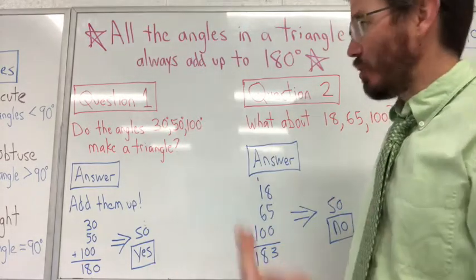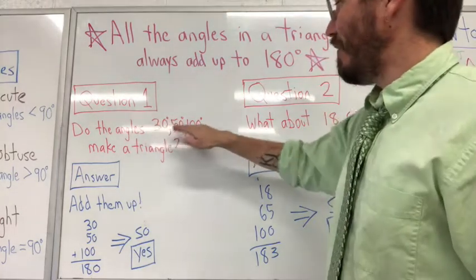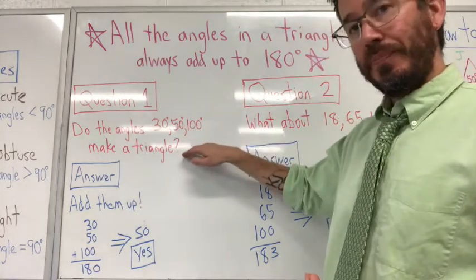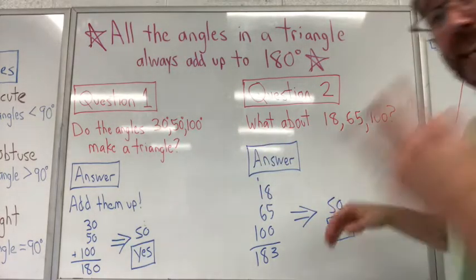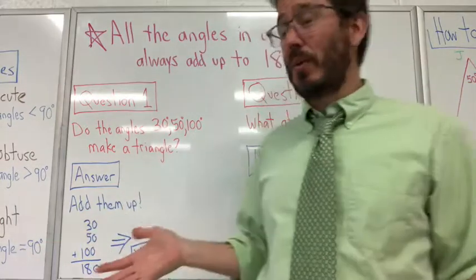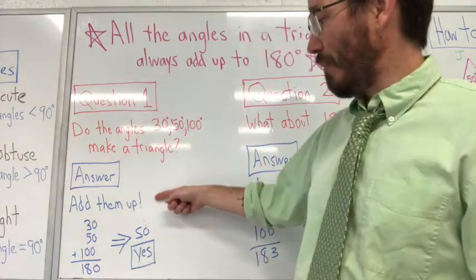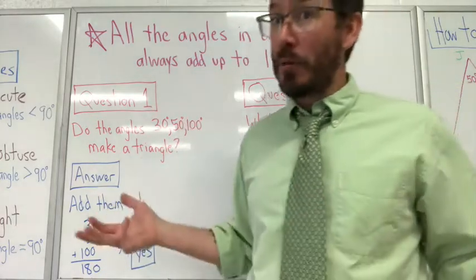The first type of question we can answer is we're going to be asked, do the angles 30, 50, and 100 degrees make a triangle? Or what about 18, 65, and 100? If they give you 3 angles, they're going to ask you, does this make a triangle? It's a very easy question to ask. You just add them up and see if you get 180. If the 3 angles add to 180, boom, you have a triangle.